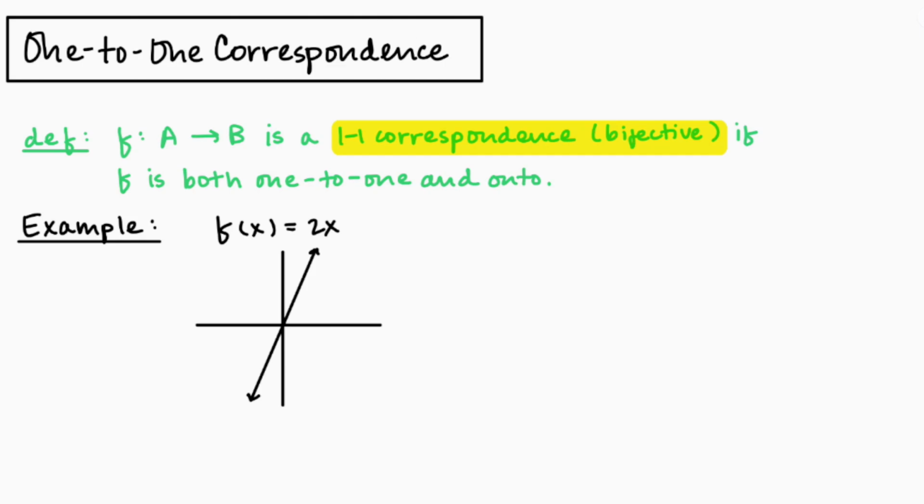But f of x equals 2x is definitely going to be a bijection, because at each output, I am hitting the graph exactly once. That's the thing with a bijection, or one-to-one correspondence: there's going to be exactly one input corresponding to each output. And another thing about a bijection is that they have nice inverses.